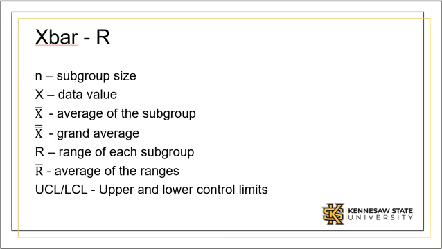UCL and LCL are the upper and lower control limits respectively. They bound 99.73% of the data, or plus or minus 3 standard deviations from the mean. Please note that these are not specification limits.